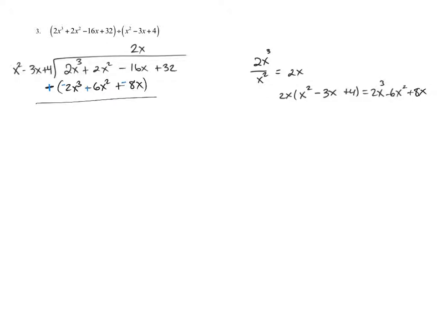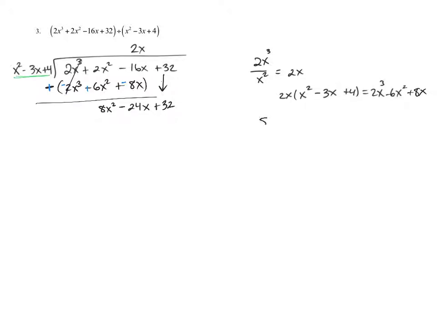Add that up. My 2x cubes cancel out, those add up to 0. And then I've got 8x squared minus 24x. Then I can carry down my 32, because the divisor has 3 terms, so I want to have 3 terms every time in each step. All right, let's figure out our next step.